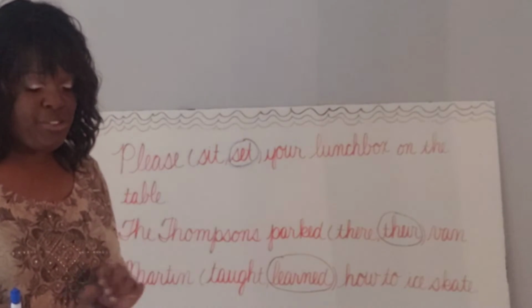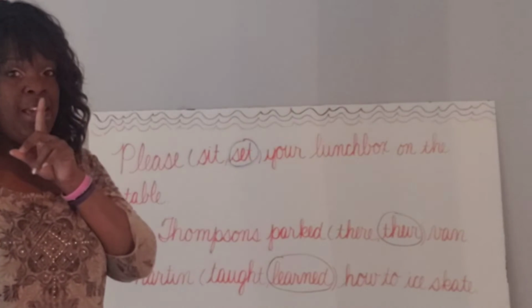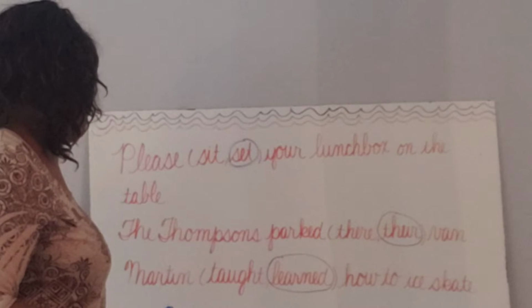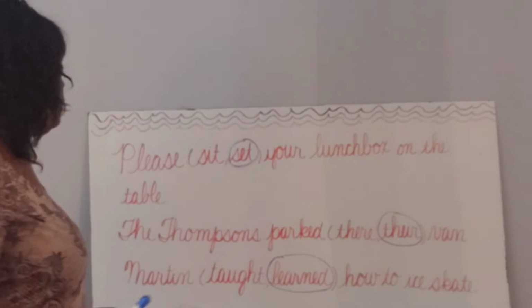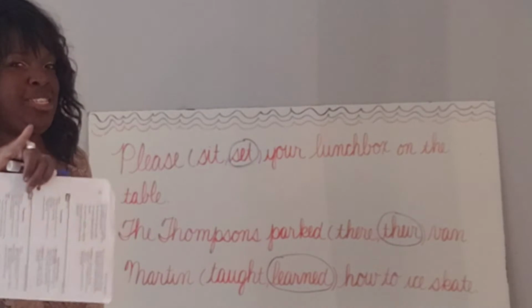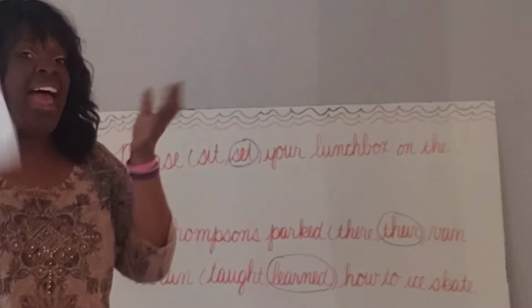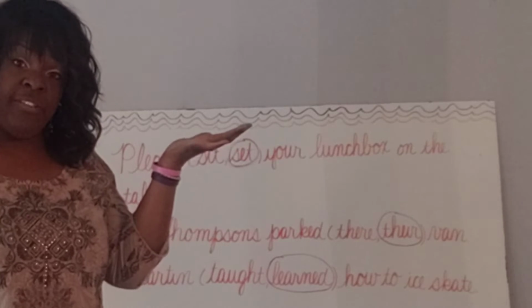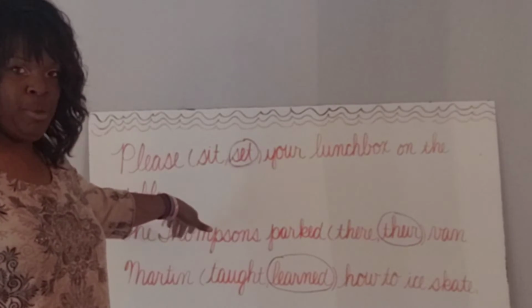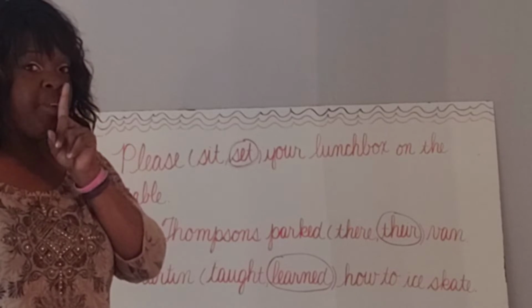Now, what I want you to do is look at these sentences and give me an adjective that we could use for one of the nouns in the sentence. First of all, what kind of sentence is number one? Please set your lunchbox on the table. Good, because on your test, some of you were mixing imperative with interrogative. Interrogative is asking a question. Imperative is giving a command. Remember? So please set your lunchbox on the table. Because what's our subject in an imperative sentence?